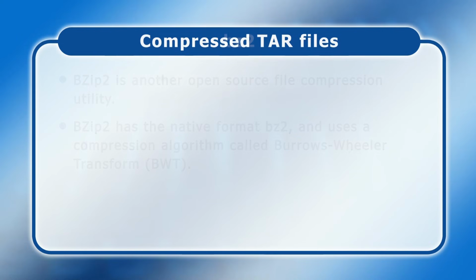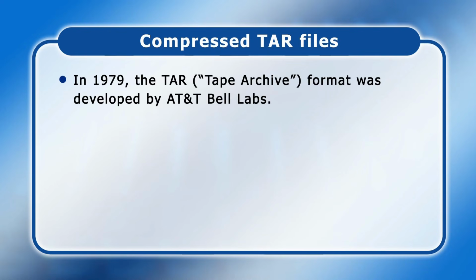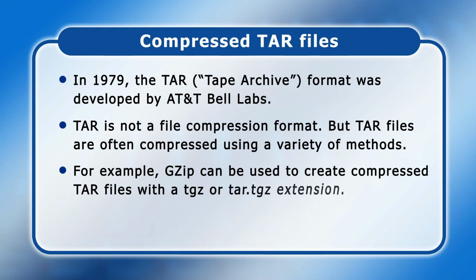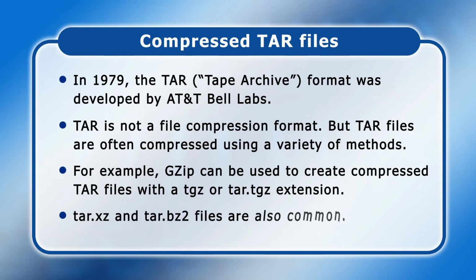Next on our non-exhaustive list, we come to compressed tar files. In 1979, the tar, or tape archive format, was developed by the AT&T Bell Labs. As this suggests, tar was created to package files together for storage on tape, and is not a file compression format. However, tar files are often compressed using a variety of methods. For example, GZIP can be used to create compressed tar files with a TGZ or tar.tgz extension. And tar.xz and tar.bz2 files are also common.